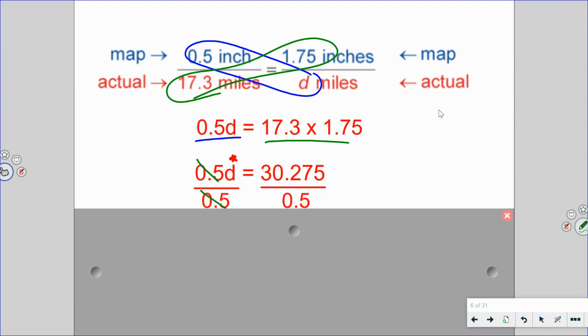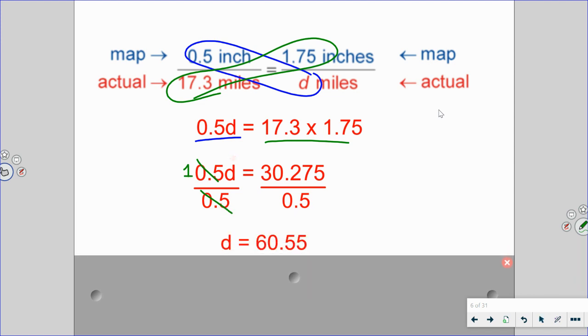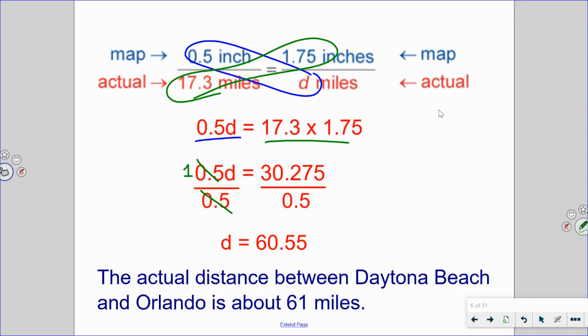Any number divided by itself gives us 1 whole, and that's precisely what we wanted, 1 whole d. 30 split up into half is about 60. And so the actual distance between Daytona Beach and Orlando in real life would be 61 miles. And if you'll forgive me, I know I need to do a better job of coming up with estimates. I should try to do a better job in the future of estimating, just to decide if my real number looks reasonable.